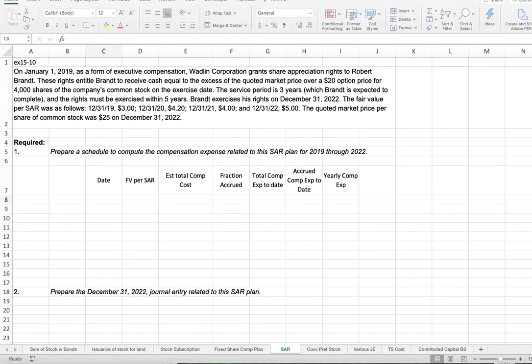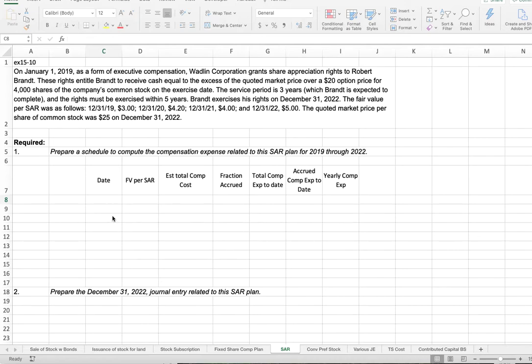The service period is 3 years, which Brandt is expected to complete, and the rights must be exercised within 5 years. Brandt exercises his rights on December 31st, 2022. The fair value per SAR was as follows: 12/31/19, $3; 2020, $4.20; 2021, $4; 2022, $5. The quoted market price per share of common stock was $25 on December 31st, 2022. First, prepare a schedule to compute the compensation expense related to the SAR plan for 2019 through 2022.